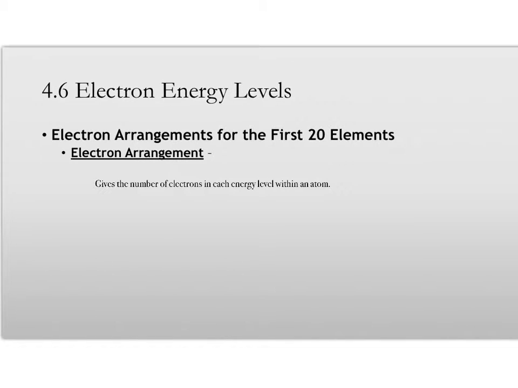So we have the electron arrangements for the first 20 elements, and an electron arrangement gives the number of electrons in each energy level within an atom. You could just look into your book or any periodic table. The first element on the periodic table is hydrogen. Elements are arranged by an increase in atomic number.